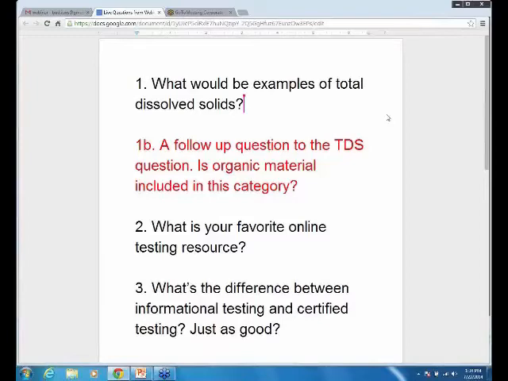Follow-up question for the TDS, I'll let Jeremy answer that. Sure. The question is, is organic material included in this category? It depends whether it's dissolved organic matter or not. If it's dissolved, it will show up. If it's not dissolved, we call it suspended solids. So that would not show up in total dissolved solids.